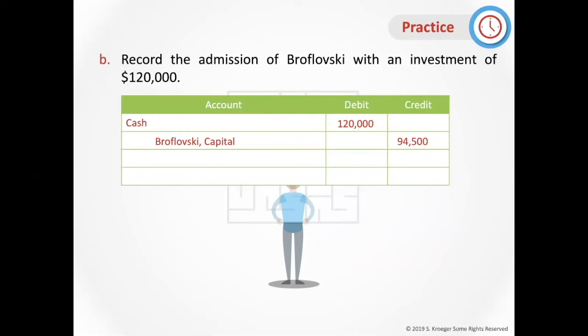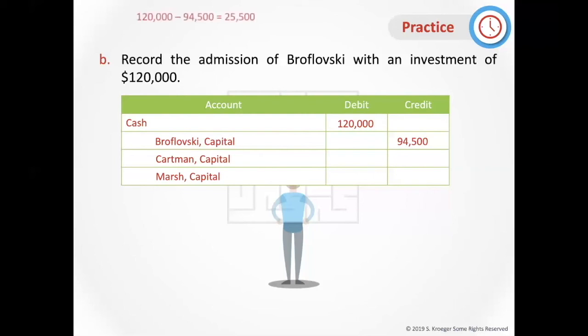As I just said, this extra amount that Broflovski is giving in cash is going to be a bonus to the old partners. Their capital accounts are going to increase. I'm going to add the old partners on here, Cartman and Marsh Capital. Now they increase the same way that they split up income. Currently, Cartman gets 80%, while Marsh gets 20%.